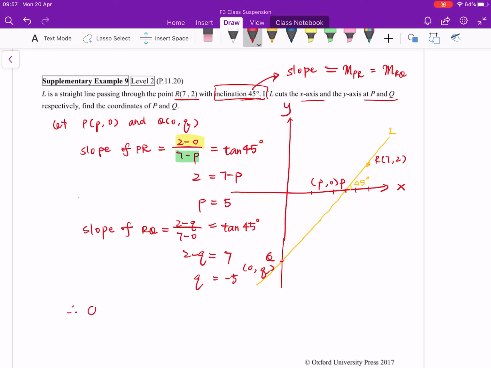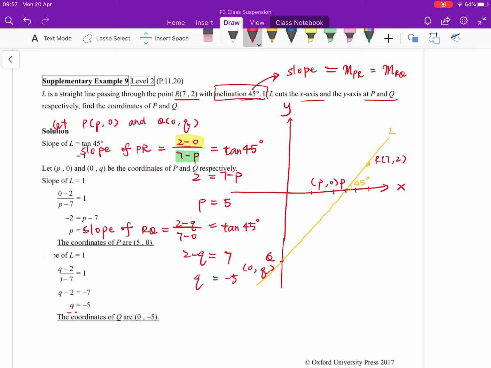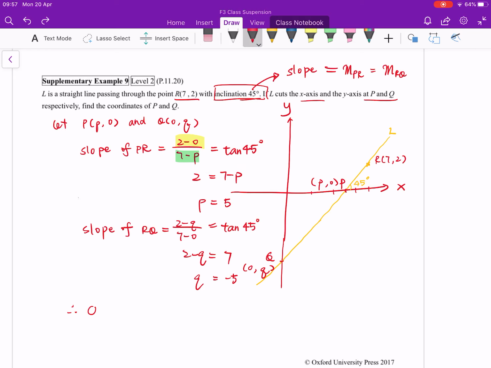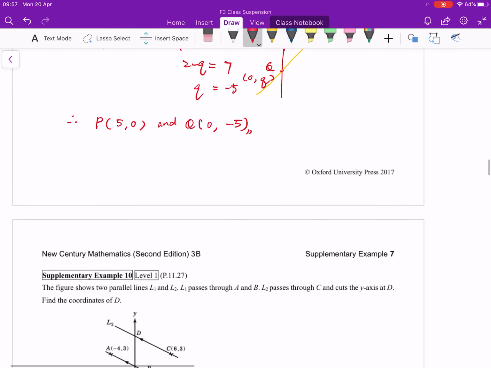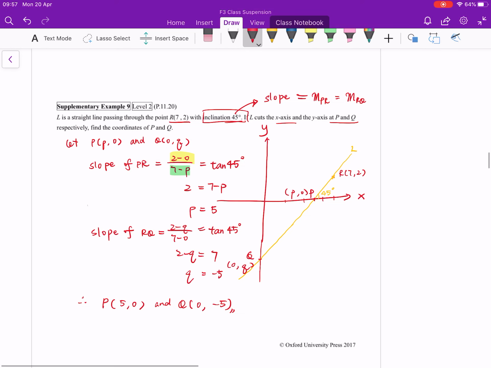Therefore, once again, the coordinates of P and Q are, okay, no problem. The coordinates of P should be (5, 0), and the coordinates of Q should be (0, negative 5). Okay, so I think these are the 3 examples of inclination. Try to finish the following homework given. Bye.